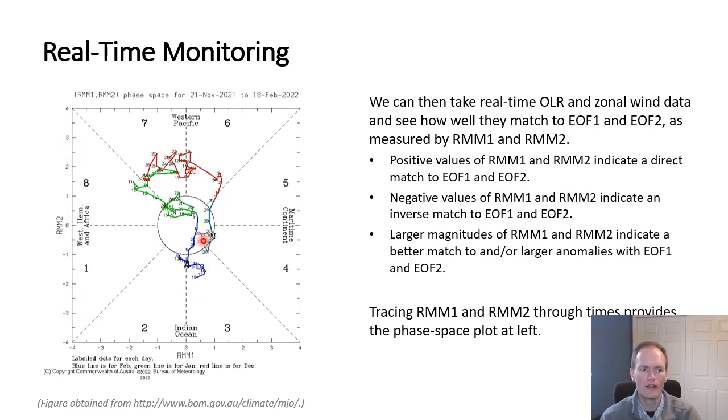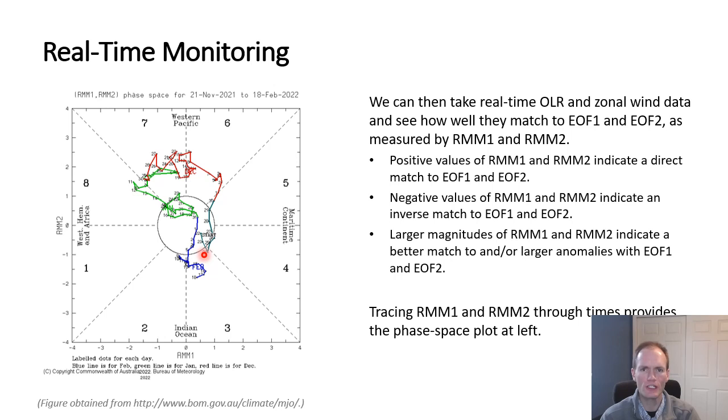From here, this becomes slightly larger, particularly for RMM2 on the negative side, indicating that the MJO is in phase 3 with its convectively enhanced phase in the Indian Ocean. It then begins to move in a counterclockwise fashion around this plot here, where RMM2 becomes closer to 0 and ultimately positive, while RMM1 remains below 1 on the positive side.